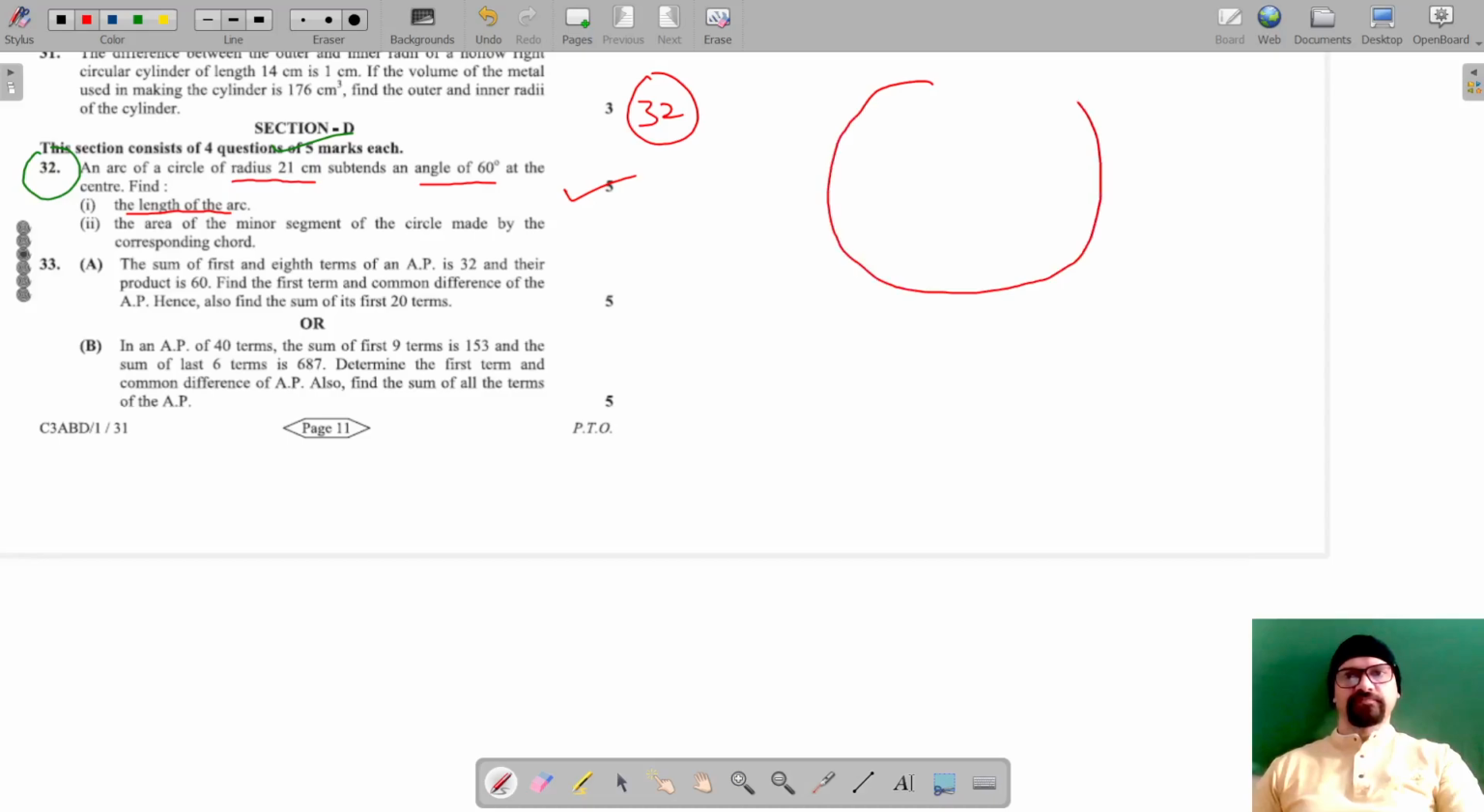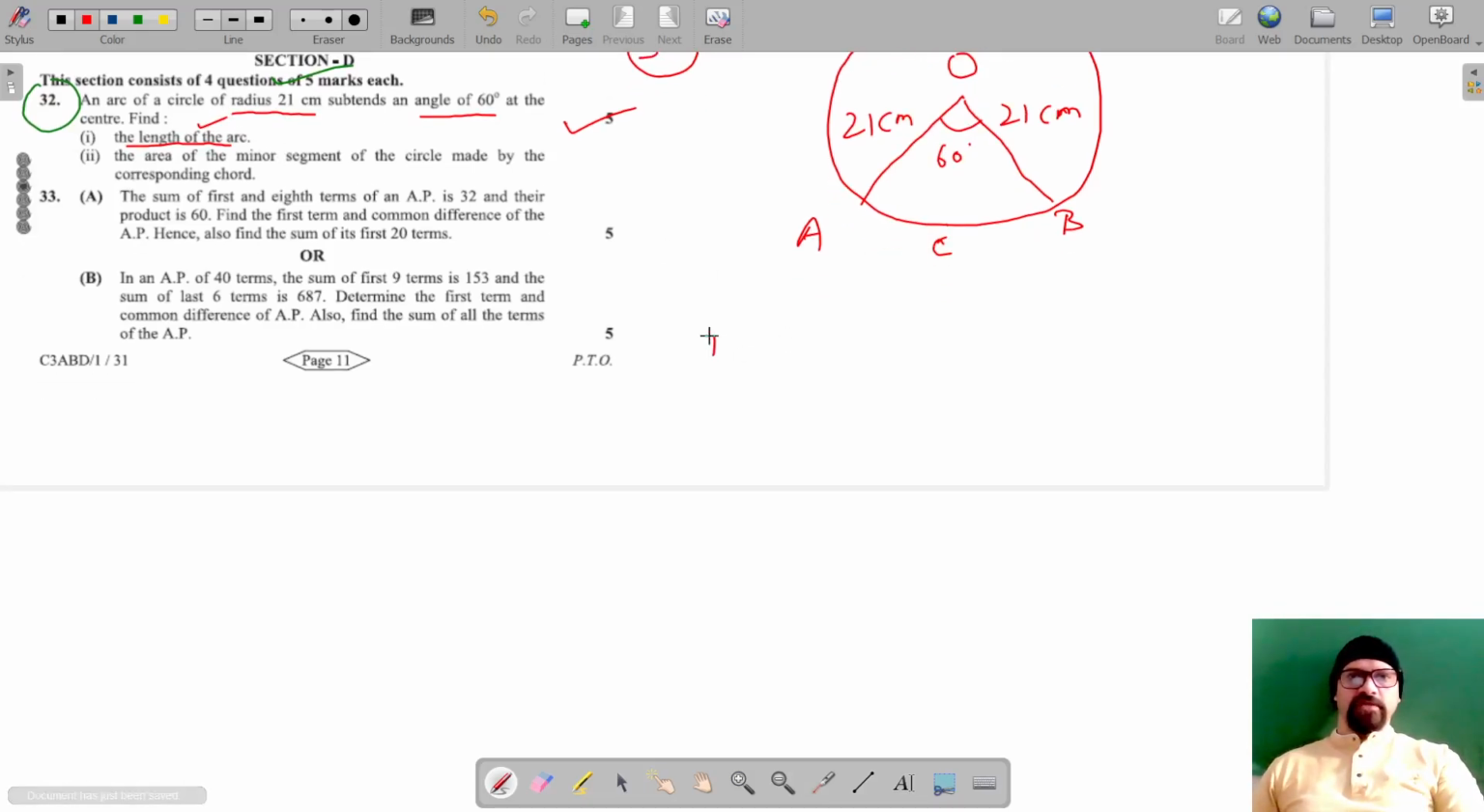So let this be a circle of radius 21 centimeters, and this is the center O. Let's get this sector OAB, and let's say this is C. So this is sector OACB. It's given that the radius is 21 centimeters and this subtends an angle of 60 degrees at the center. So first of all, let's find the length of the arc ACB. This is what we are supposed to find.